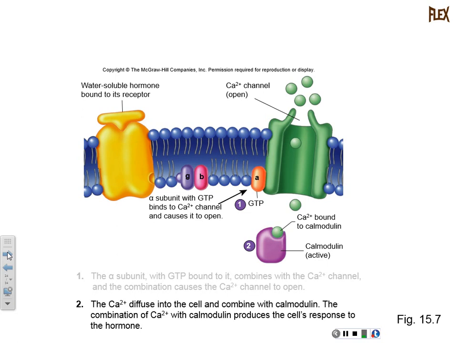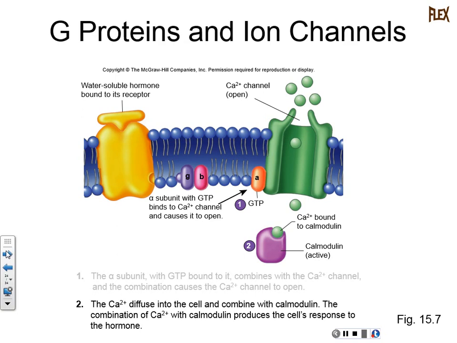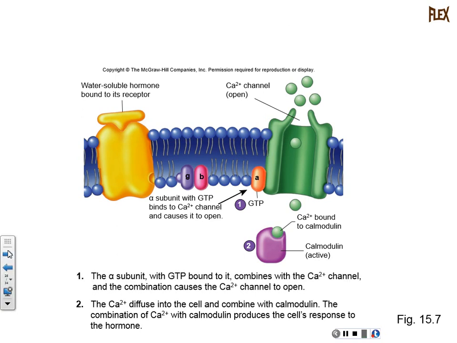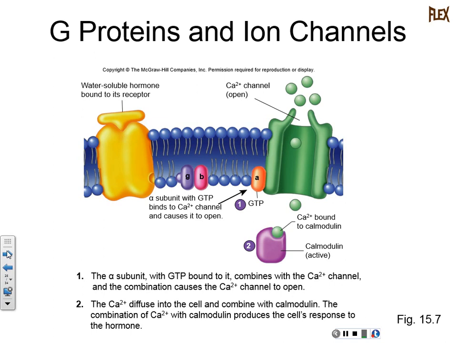So if I ask about how G proteins activate ion channels, you talk about the first 3 steps, and then those last 2 steps, and you get 5 points. You talk about these 2 points here, and then calcium diffuses in and attaches to calmodulin. So that's how G proteins activate ion channels.